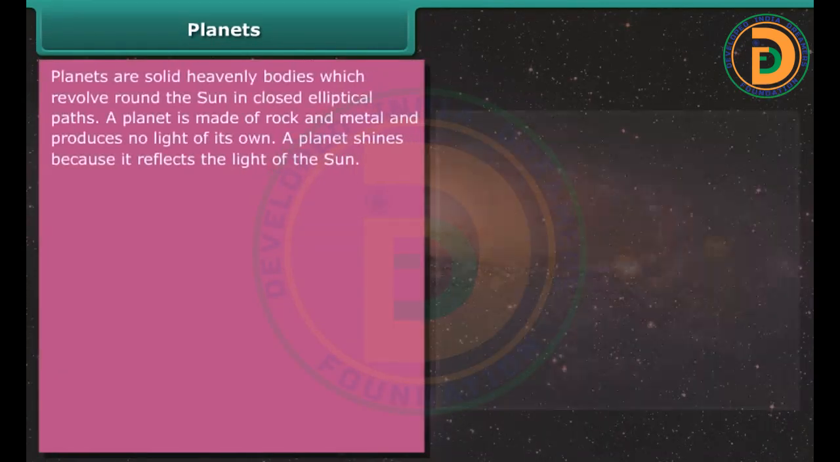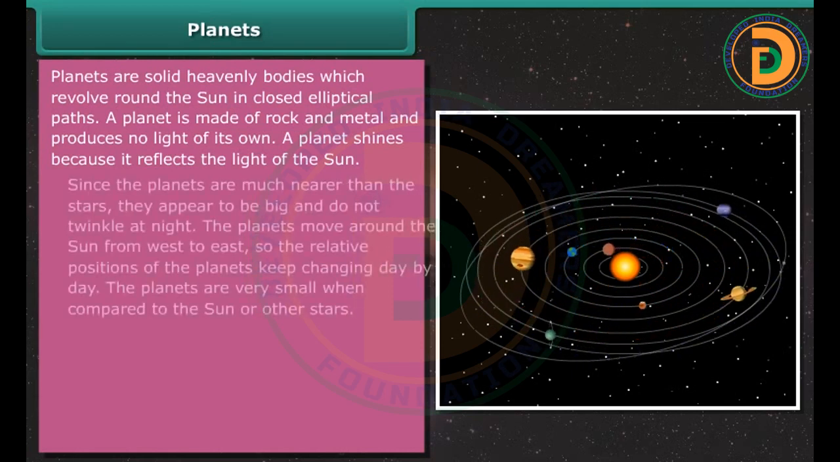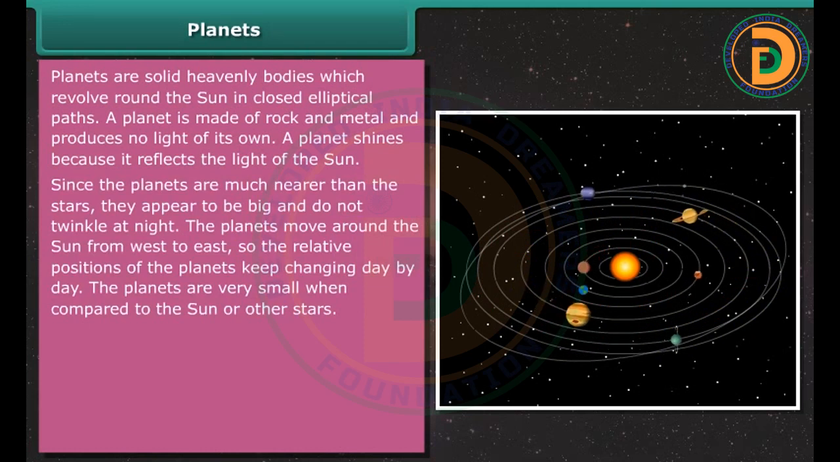Planets. Planets are solid heavenly bodies which revolve around the Sun in closed elliptical paths. A planet is made of rock and metal and produces no light of its own. A planet shines because it reflects the light of the Sun. Since the planets are much nearer than the stars, they appear to be big and do not twinkle at night.